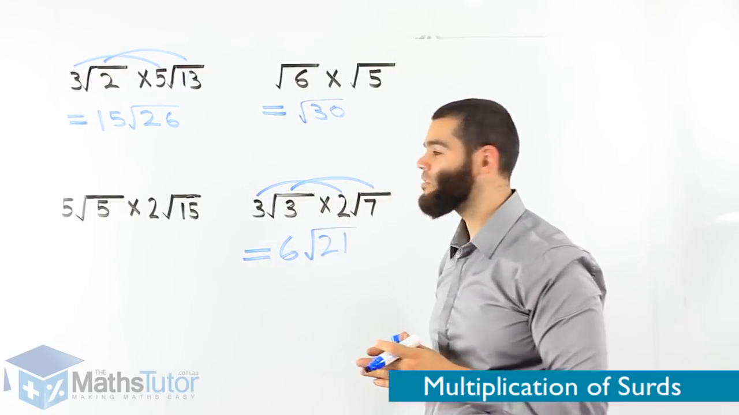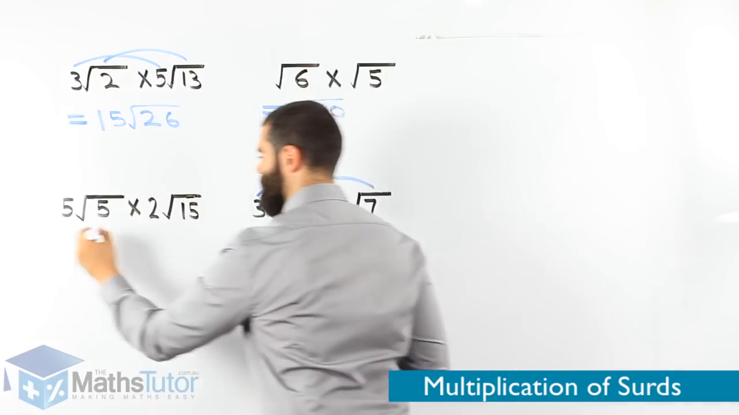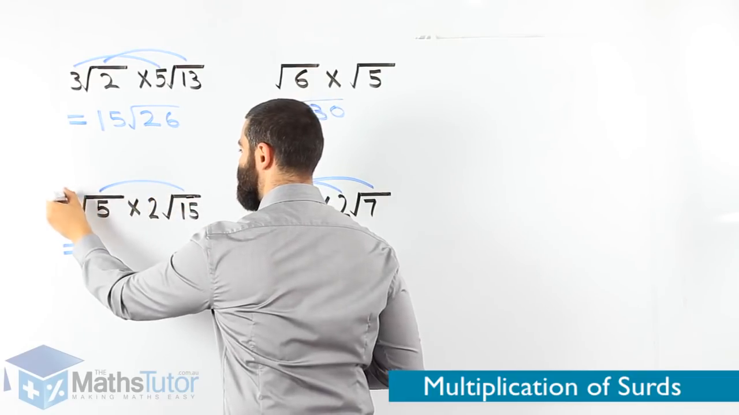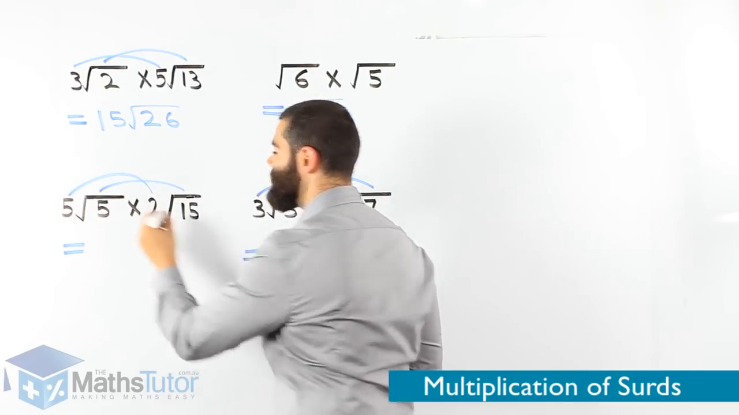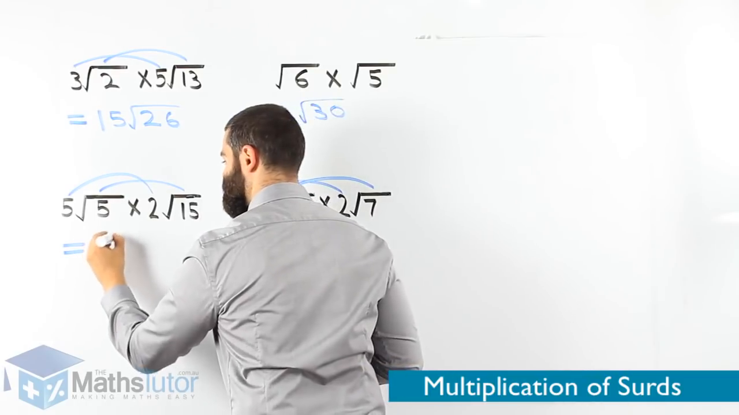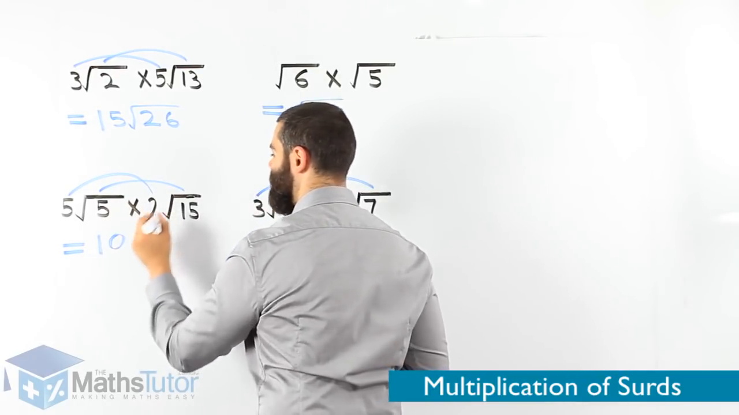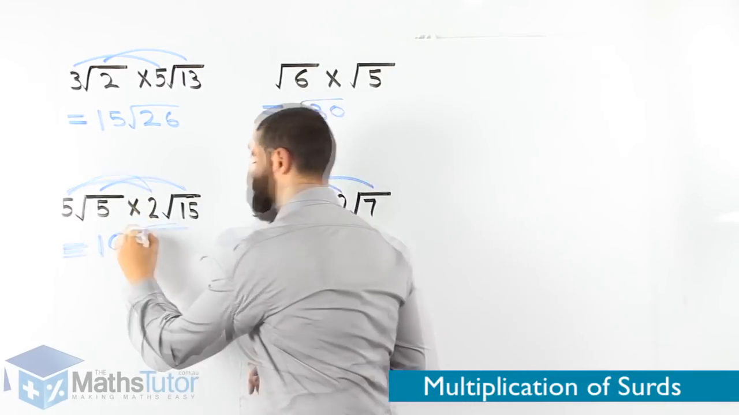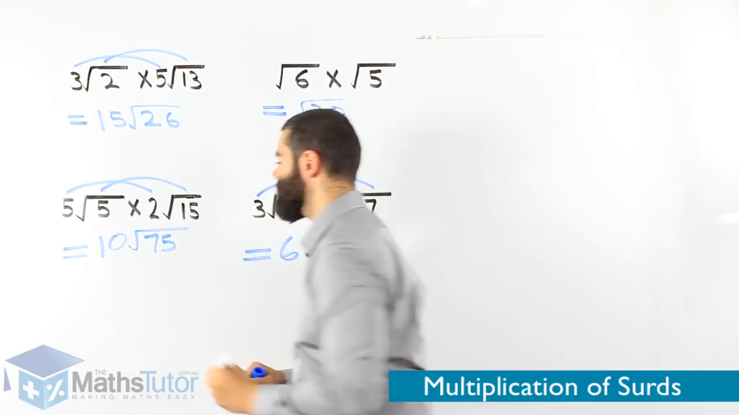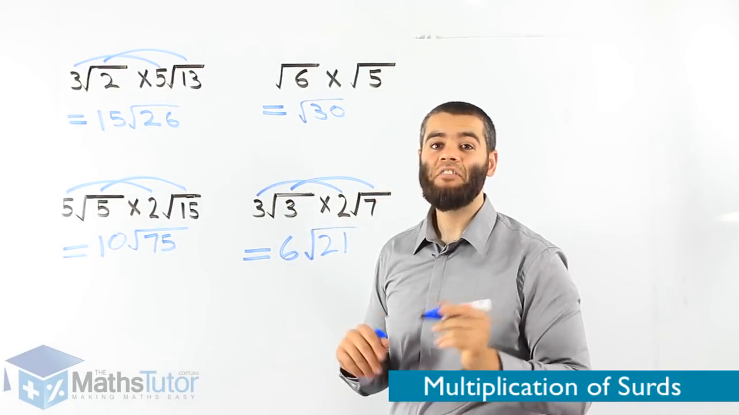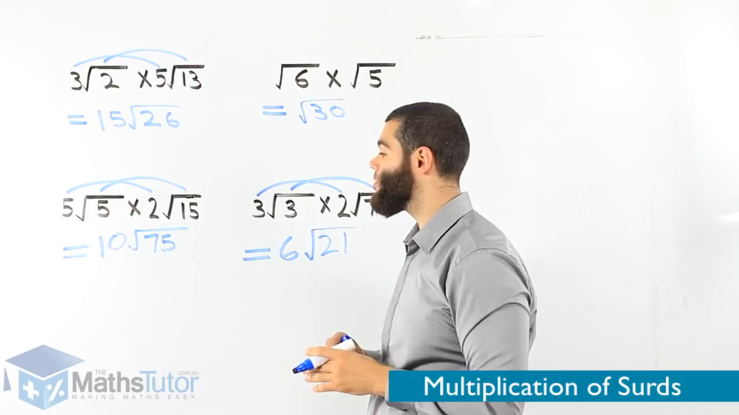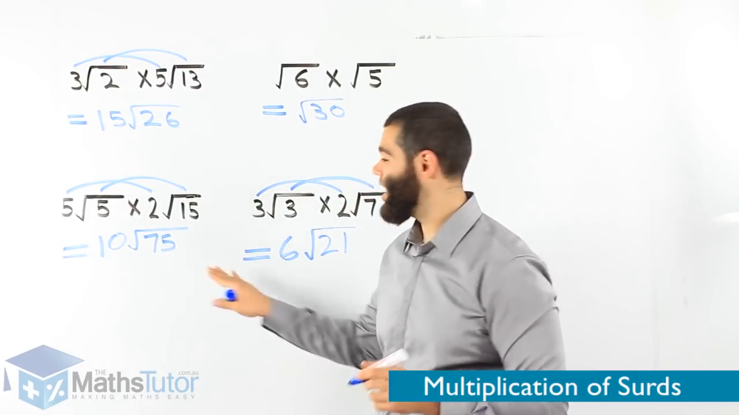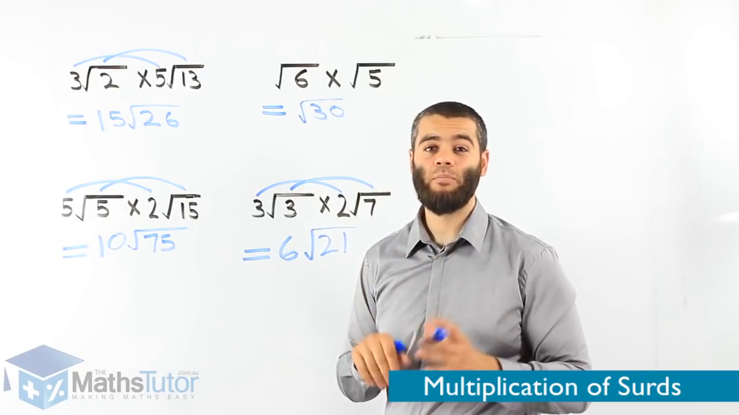5 root 5 times 2 root 15. The roots multiply together and the numbers multiply together. 5 times 2 is 10. And root 5 times root 15. 5 times 15, you can grab your calculator if you like, is 75. 10 root 75. Is that our final answer? We need to ask, can we simplify? Well, yes, in this case we can. Root 75 can be simplified. We can't leave our answer like that. We have to simplify, guys.